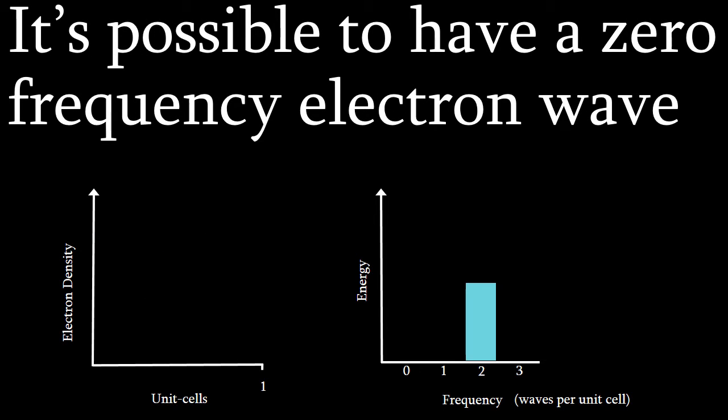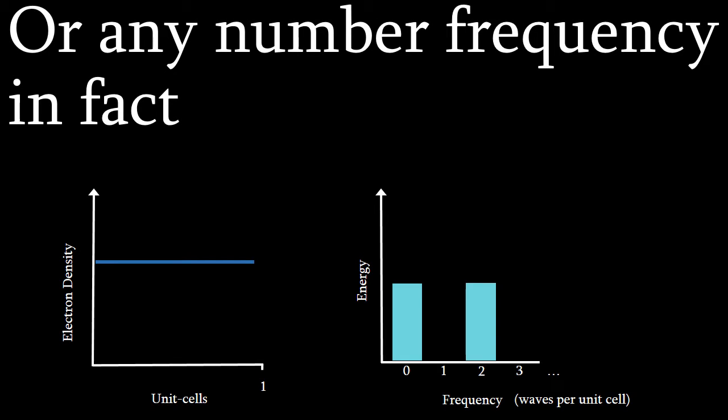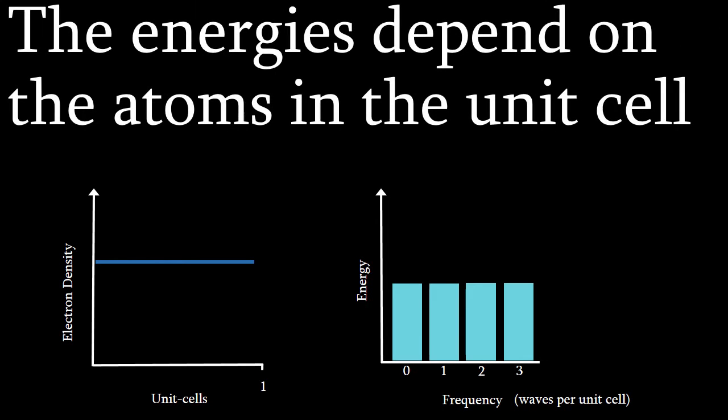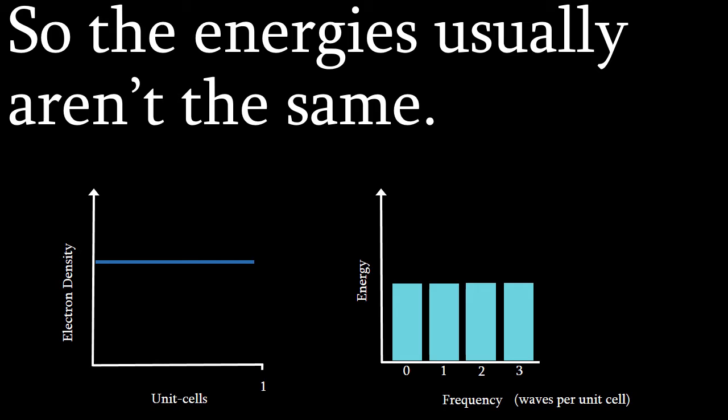It's possible to have a zero-frequency electron wave corresponding to all orbitals in phase, or any number frequency in fact. The energies depend on the atoms in the unit cell, so the energies usually aren't the same.